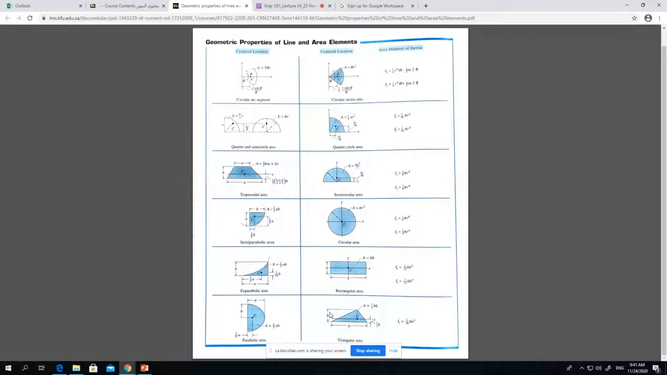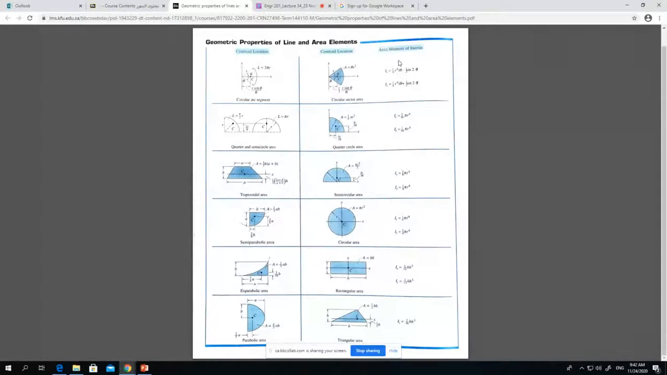B is the base and h is the height, and then bh cube by 36. For circle, Ix is equal to pi r to the power 4 by 4, and Iy the same. If it is the semicircle, then the formula is Ix 1 by 8 r to the power 4, Iy 1 by 8 r to the power 4. If it is the quarter circle, then pi r to the power 4 by 16. If it is the circular sector area, then this is the formula: r to the power 4 into sine minus half sine 2 theta. These shapes are already given there.